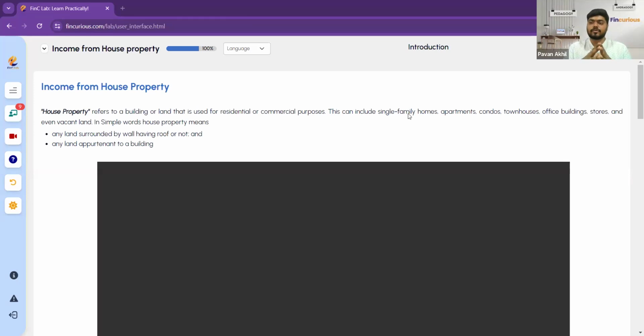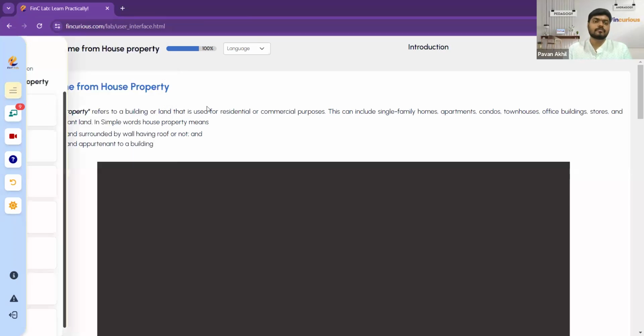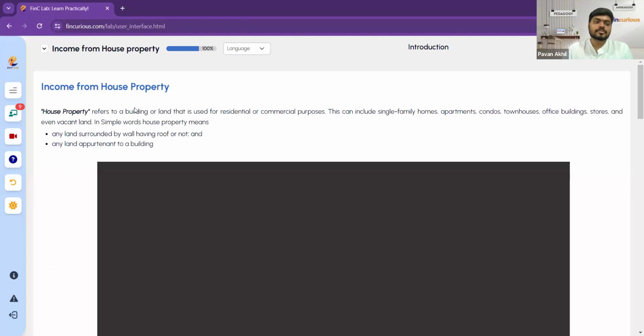So let me share my screen and start discussing income from house property. Yes. So here we are now in the introduction section. Where are we? Income from house property in the income tax computation module basically. So I'm starting with the introduction section. In the introduction section, you can see the definition of house property.